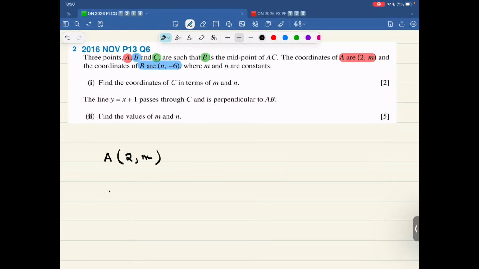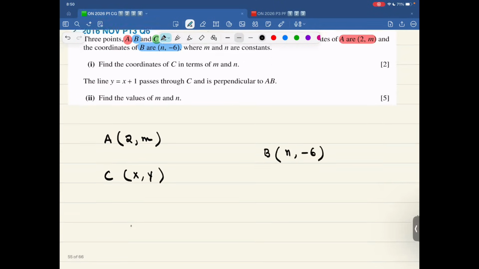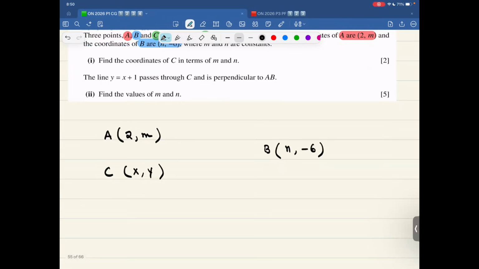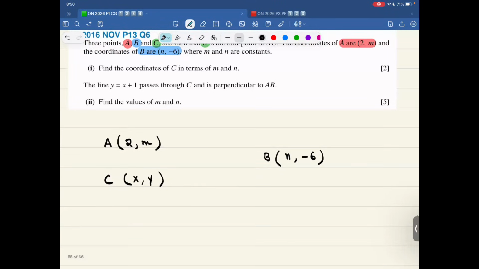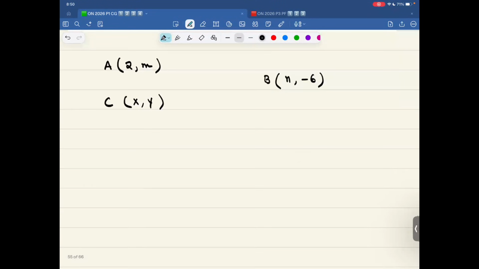And there is C, which is X comma Y. There is B, which is the midpoint. That is N comma negative 6. That is the first piece of information that I have. It says B is the midpoint of AC.